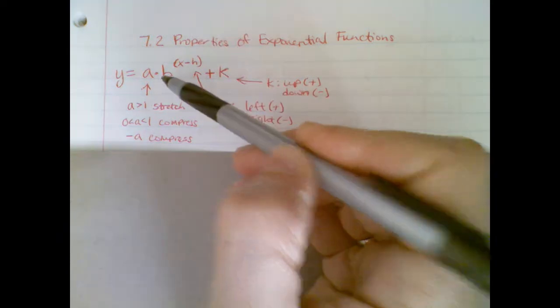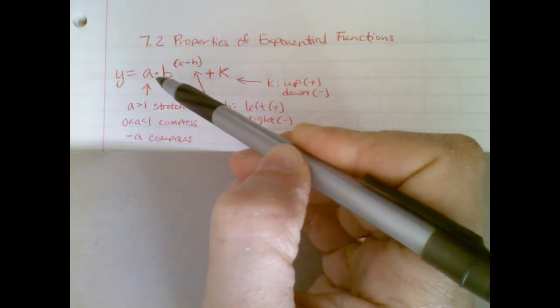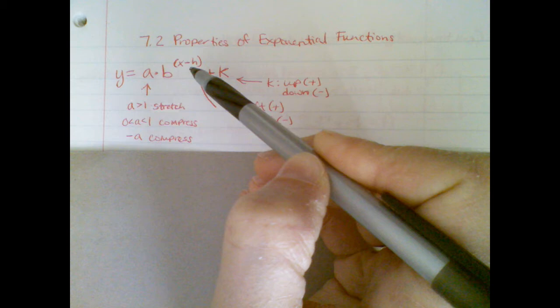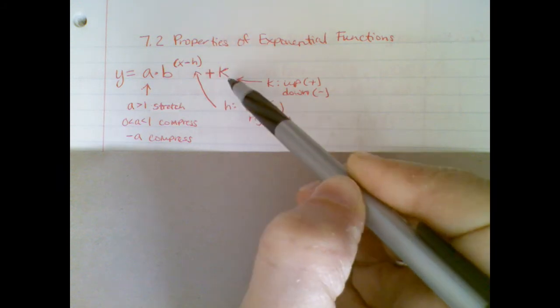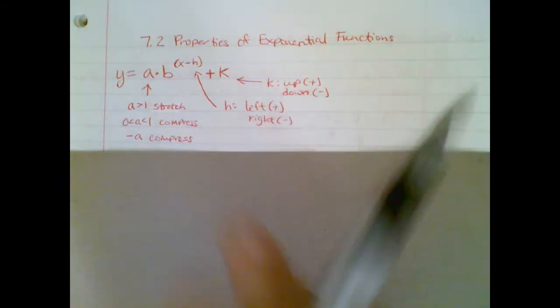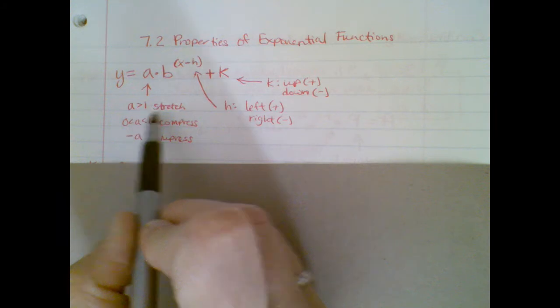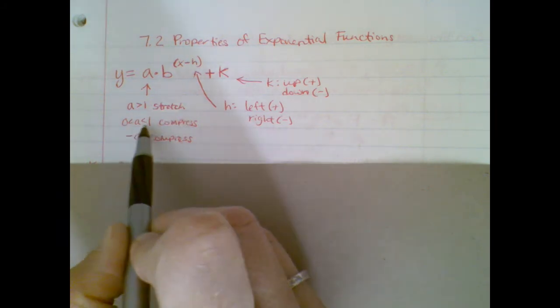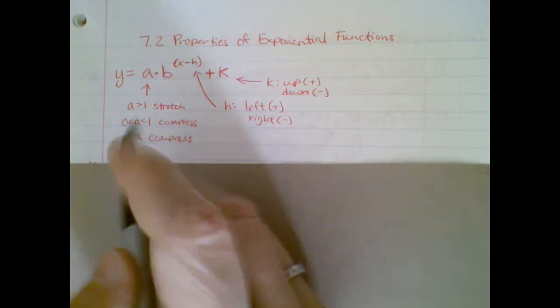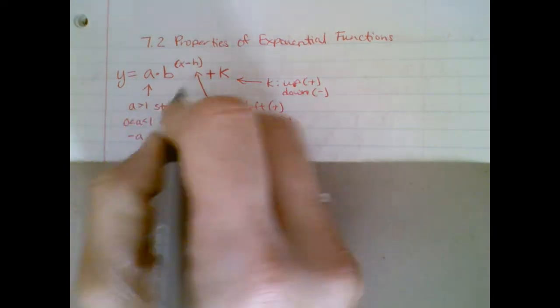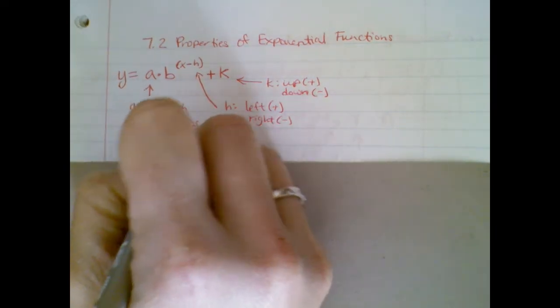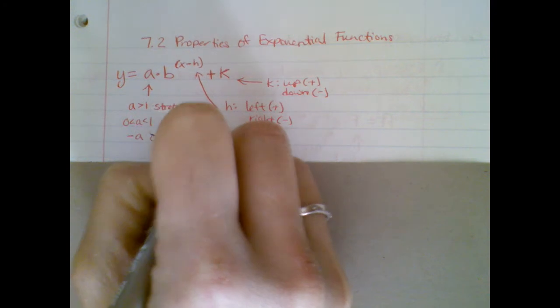So the a is in charge of stretching, compressing, or reflecting across the x-axis. The h is in charge of moving it left and right, and the k is in charge of moving it up and down. So that part's the exact same as before. So you'll notice if the a is greater than 1, it's stretching it. If the a is between 0 and 1, it's compressing it. And if the a is negative, I have an error here, that it's reflecting it across the x-axis.